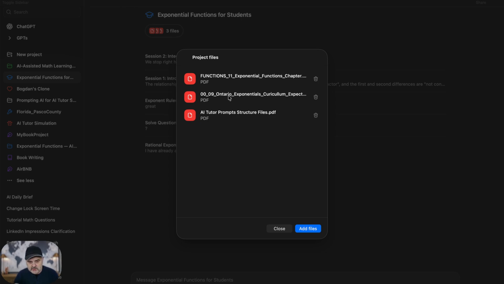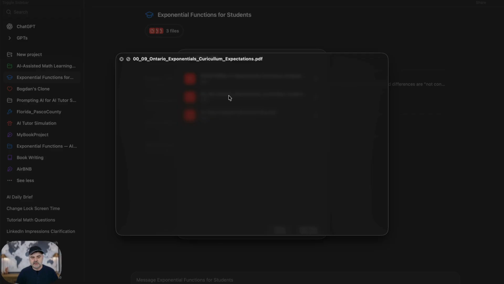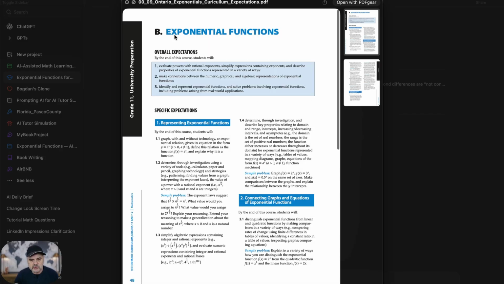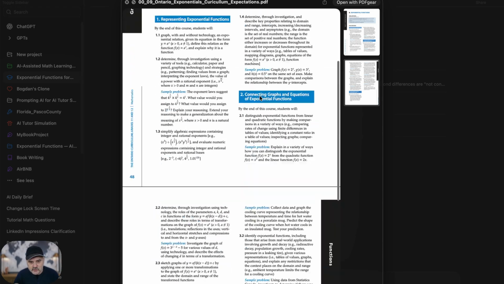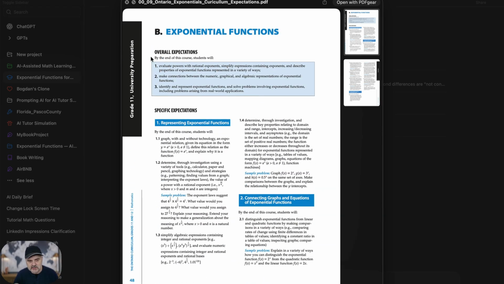Then we also use the curriculum and expectations, and the expectations added here only refer to the section on exponential functions. So there's no other unnecessary data involved here, just consistent language that is lined up with the textbook because it's from the same jurisdiction. So the curriculum is also part of that.